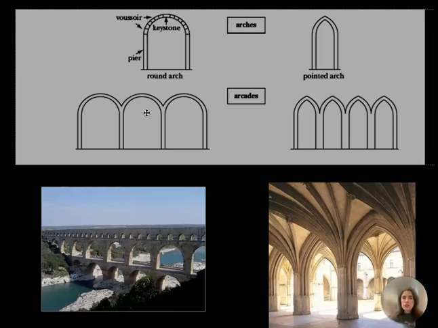A row of arches is an arcade, one arch is an arch. We have two different types here. We have a round arch and a pointed arch. So the round arch, you can see these individual stones are called voussoirs. I won't quiz you on that.